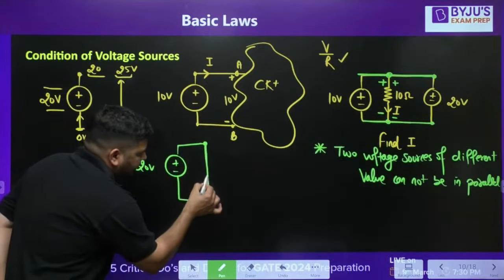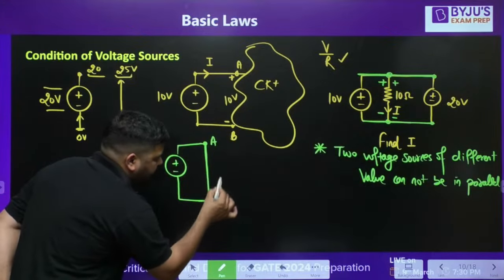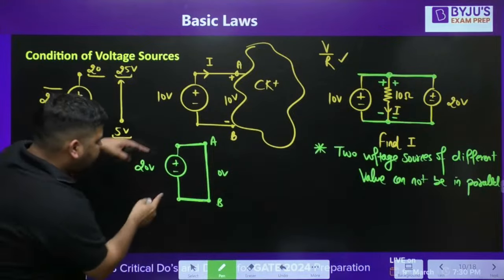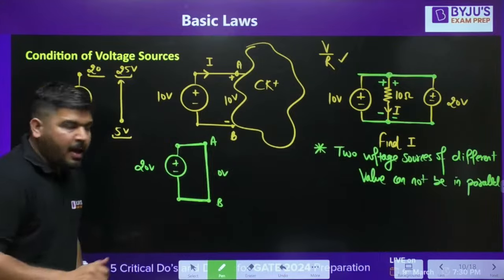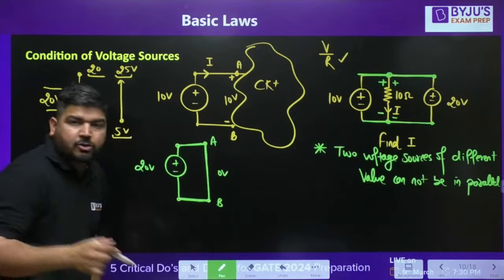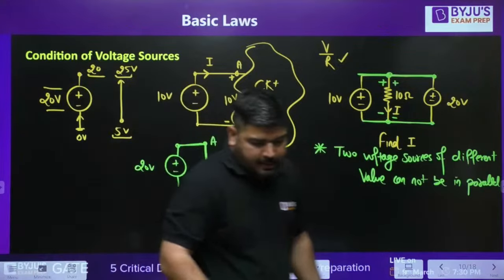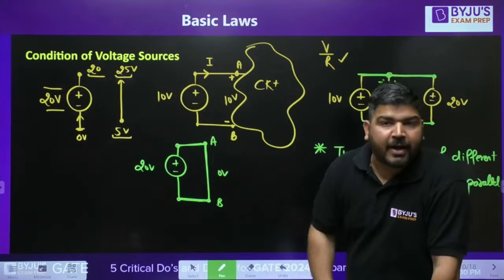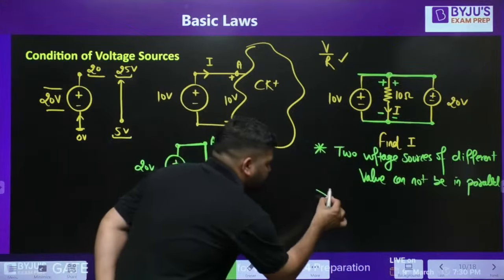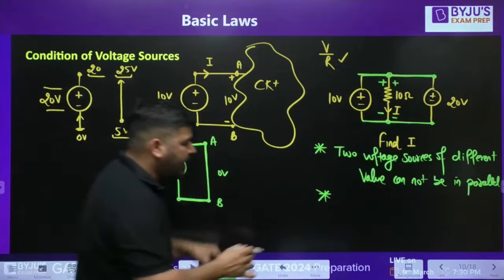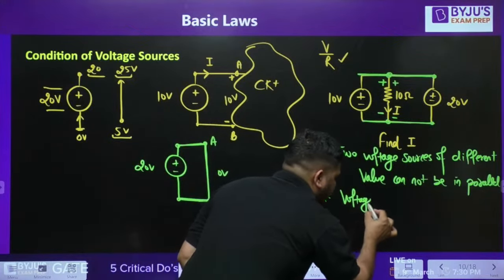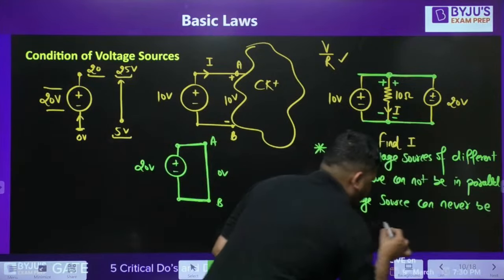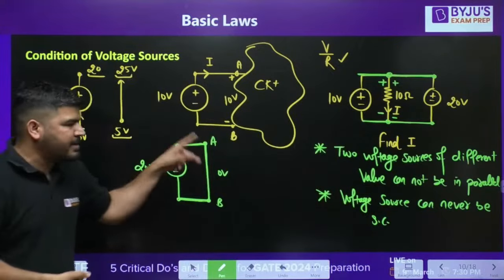Because this short will say that the voltage difference between points A and B has to be 0 volt. And this source will say, since I am connected directly to A and B, the voltage difference between A and B has to be 20 volt. It means again there is a fight, and nature doesn't like a fight. So nature is saying that an ideal voltage source can never be short circuited. So the next point is: an ideal voltage source can never be short circuited, because it will violate the basic law.